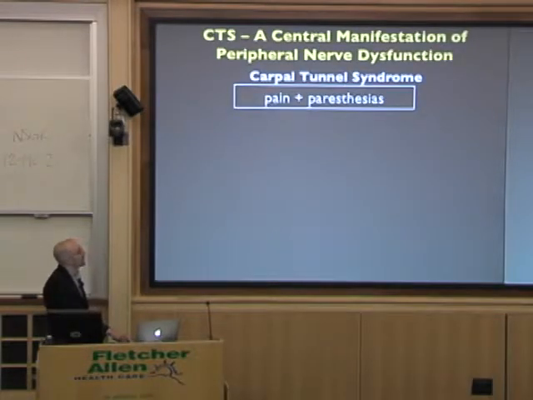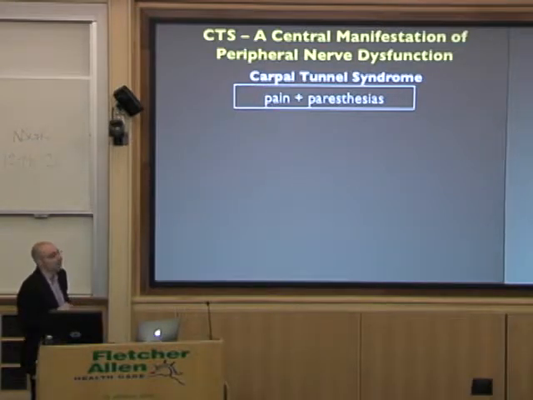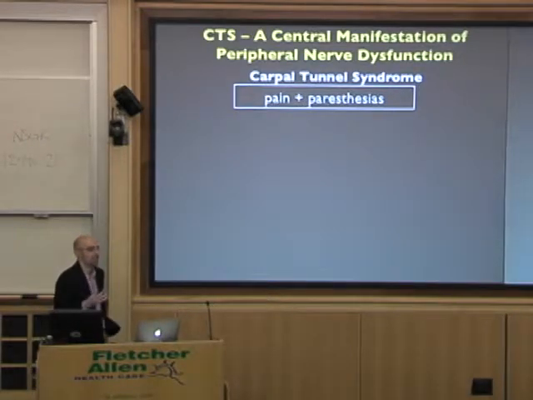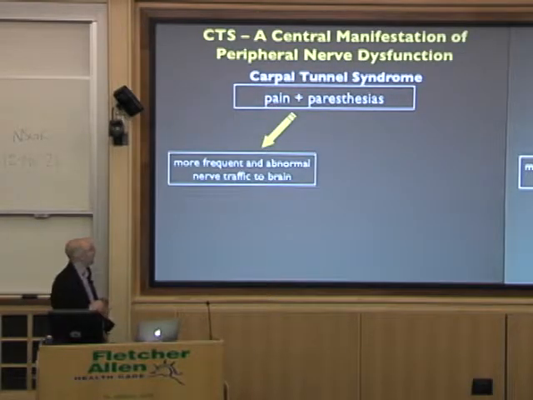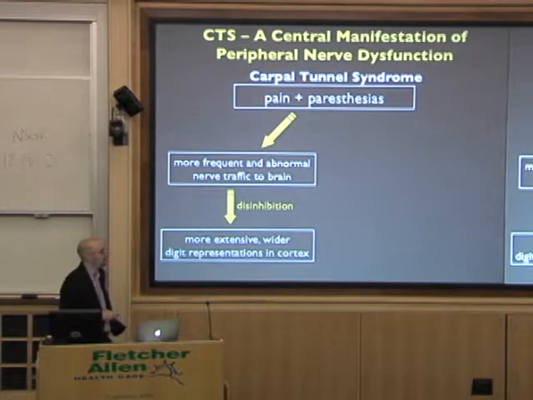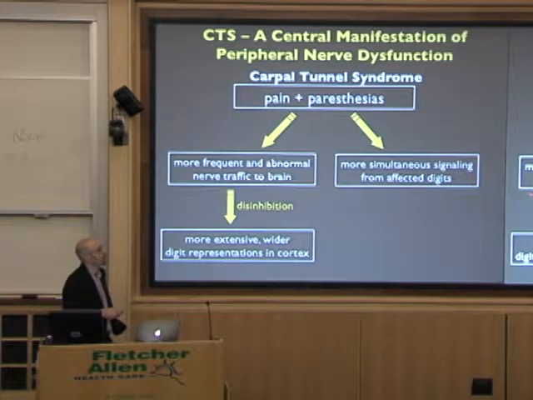So our model for this is that in CTS, there is a central manifestation or a brain manifestation of the peripheral nerve dysfunction. CTS is not just a disease of the wrist. There's also concomitant change in the brain, neuroplasticity, if you might call it. So there's pain and paresthesias. These are the symptoms of carpal tunnel syndrome, and they lead to more frequent and abnormal nerve traffic to the brain, which then through disinhibition leads to more extensive and wider digit representations in the cortex. But it's not just more frequent and abnormal nerve traffic.